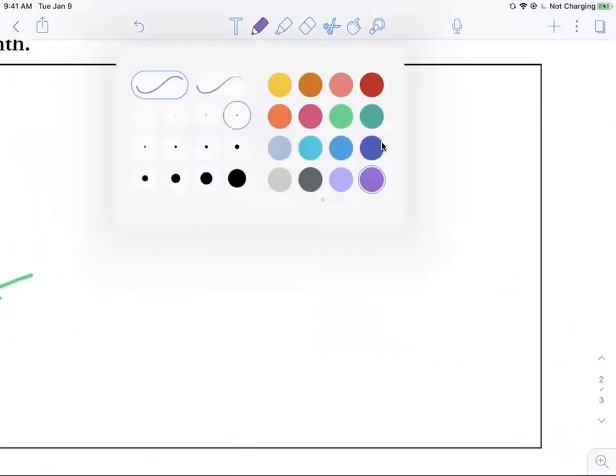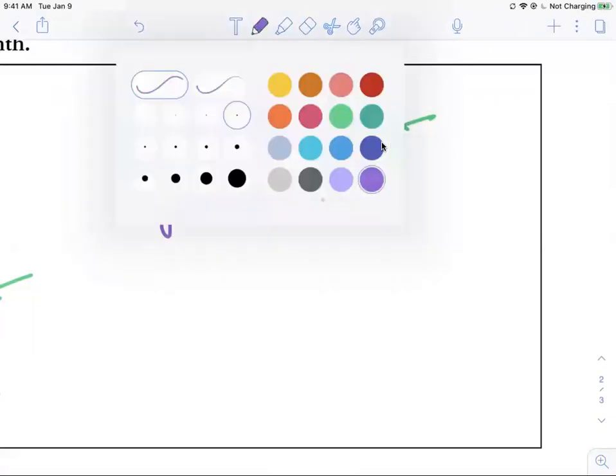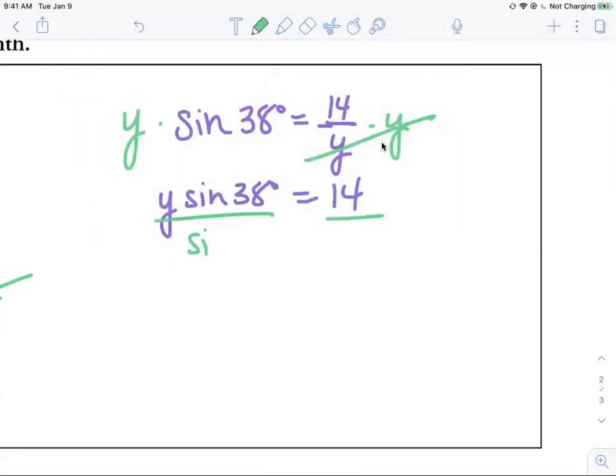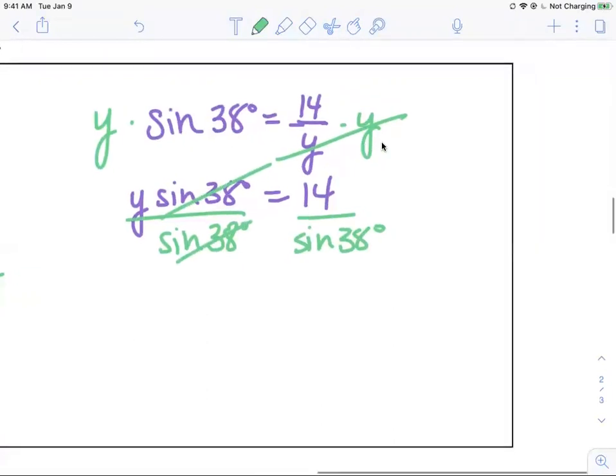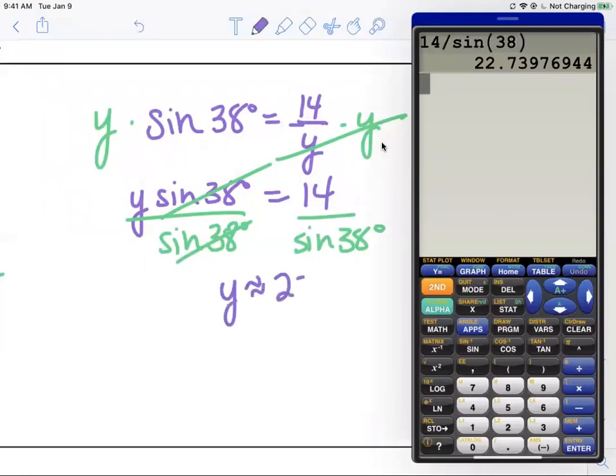Now again, we want to get the y out of the denominator, so we're going to multiply both sides by that y. That'll cancel. And then we're going to divide both sides by sine of 38. If you need to write this step, y sine 38 equals 14, and then do the dividing, that's okay. Do that. All right, after you do this a few times, it might be kind of easier to see what you're doing. That will cancel. That's what you're typing in the calculator. 14 divided by sine of 38. So y is approximately 22.7.